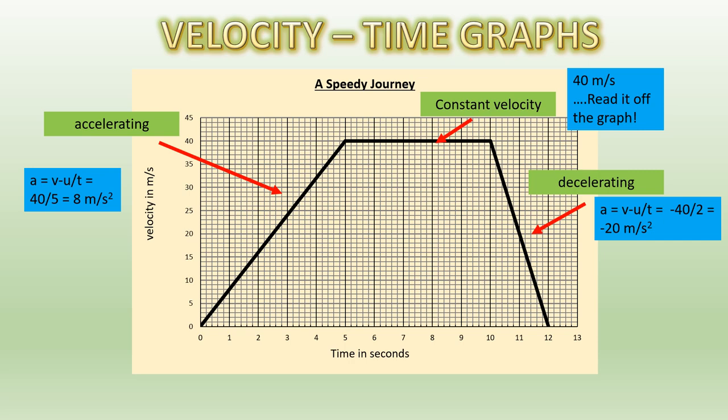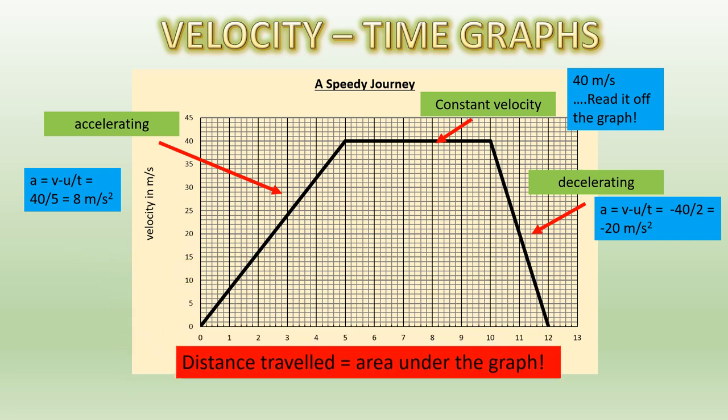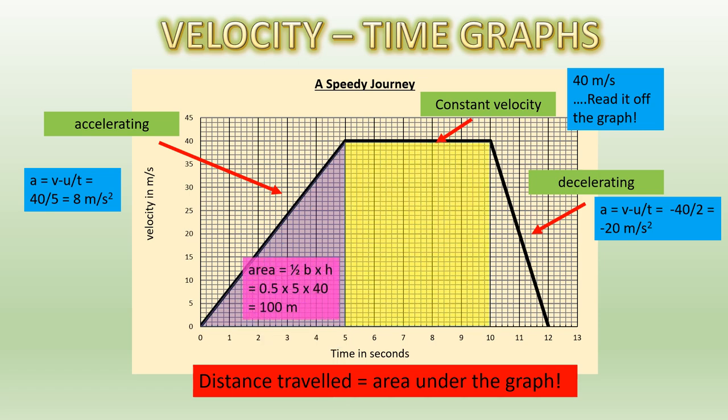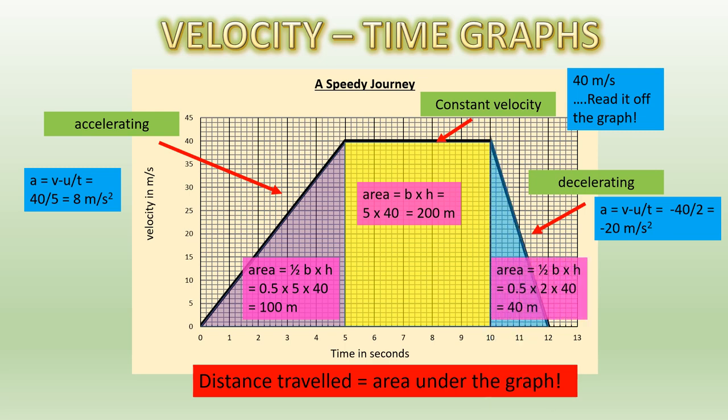We use the same equation, a equals v minus u over t. You can also work out the distance. The distance is the area under the graph. So you split it up into triangles and rectangles. And by calculating the size of those areas, we can actually work out the distance it travels.